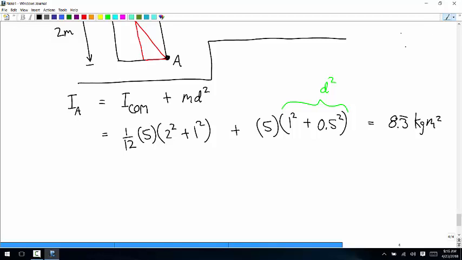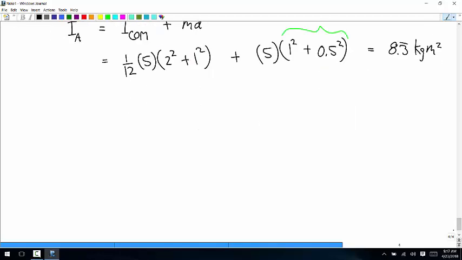Any questions about that? So that's really all there is to mass moment of inertia. If you have a big value for mass moment of inertia, it's hard to get something rotating. If you have a small value, it's easy to get it rotating.